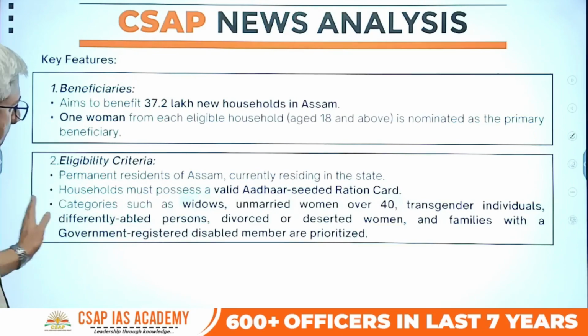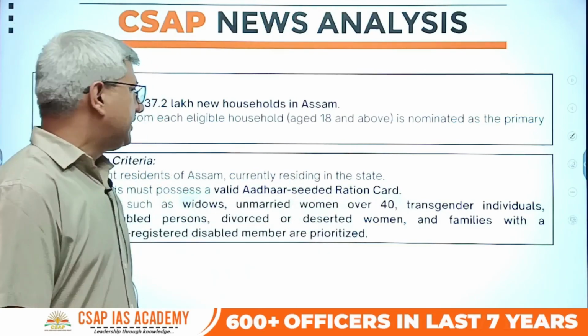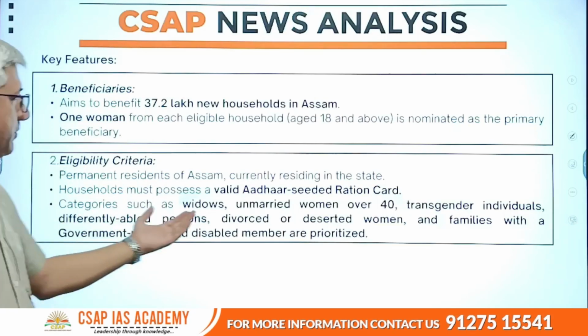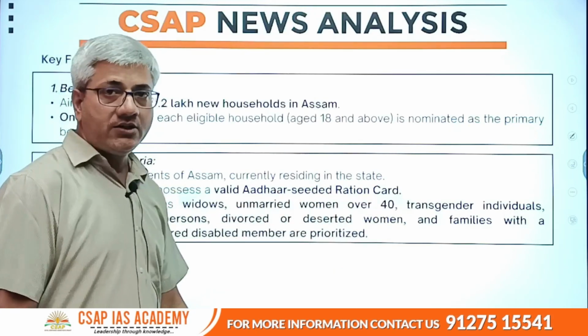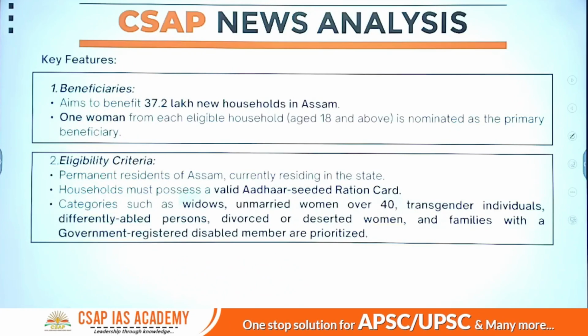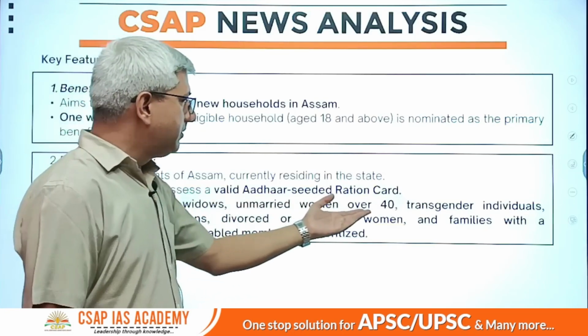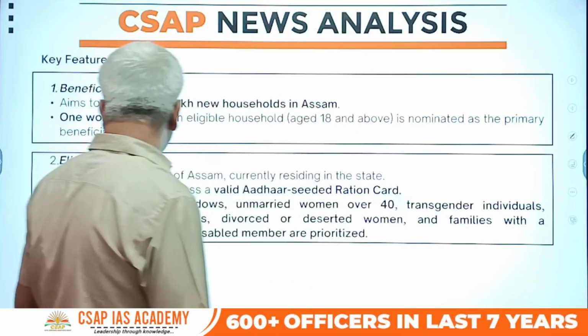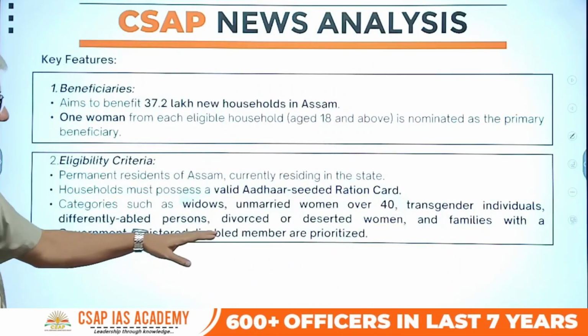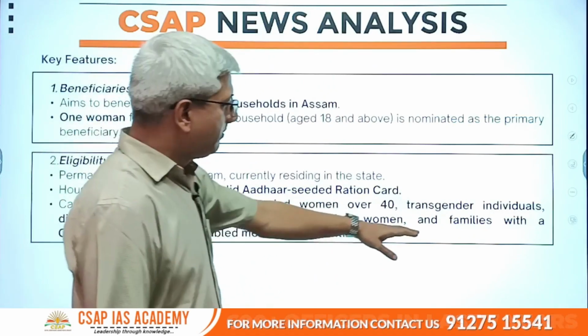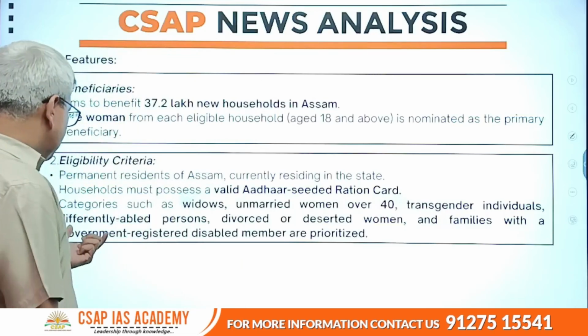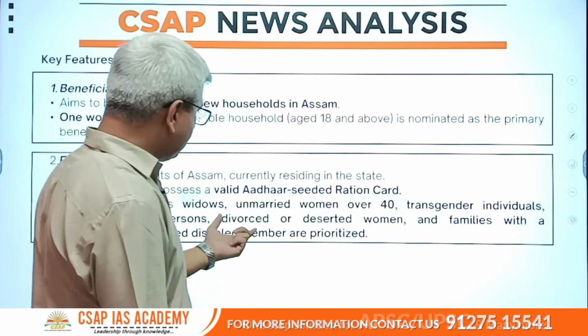Eligibility criteria: permanent resident of Assam, currently residing in the state. The household must possess a valid Aadhaar-seeded ration card. Mostly the BPL level is targeted. Categories such as widows, unmarried women over 40, transgender individuals, differently abled persons, divorced or deserted women and families with a government registered disabled member are prioritized.